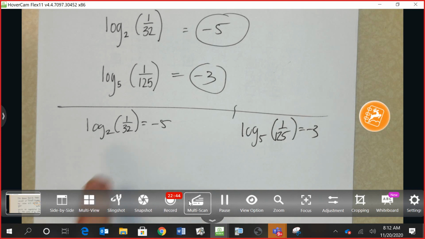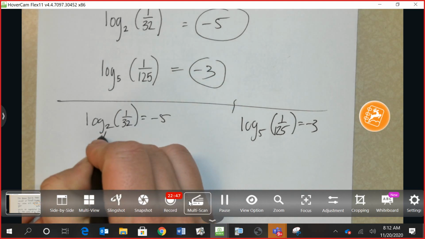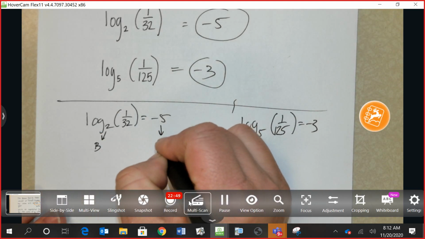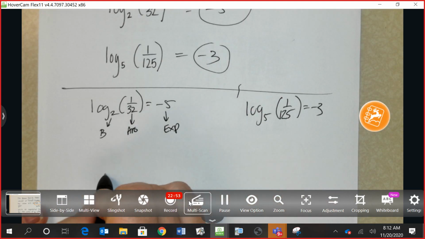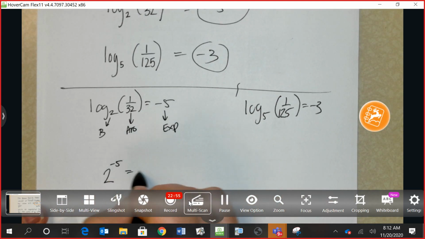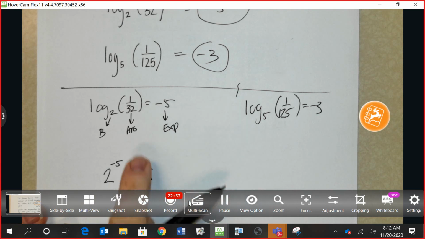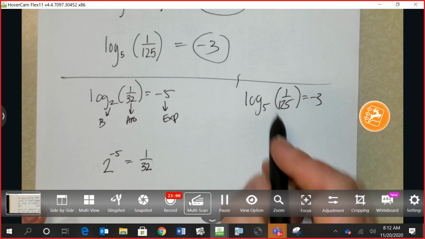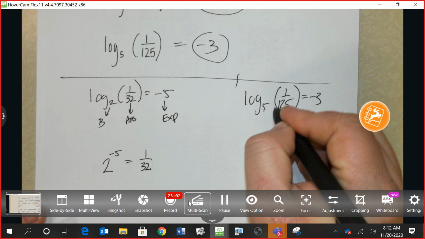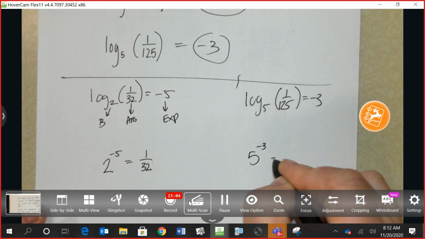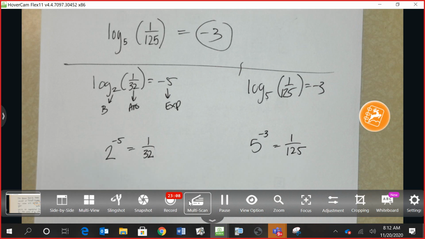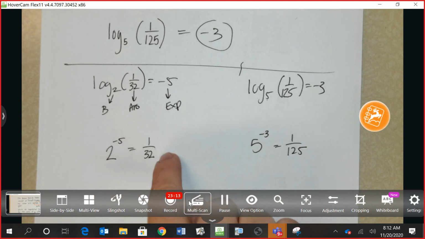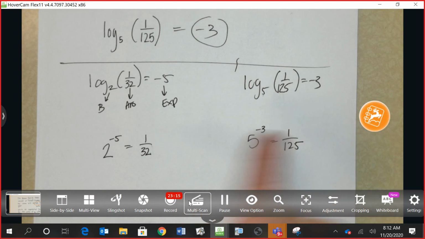How do we do that? Remember, you need to write this down, this is always the base, this is always the exponent, and this is the answer. So, 2 raised to the -5 equals 1 over 32. Can you put this in parentheses? If you like to. 5 raised to the -3 equals 1 over 125. And if you want to make sure you did it right, go into the Desmos calculator, type in 2 to the -5, and you better get this answer. Type in 5 to the -3, and you better get this answer.